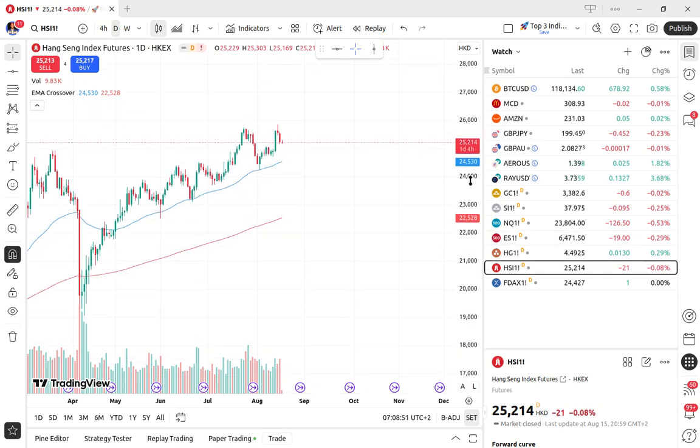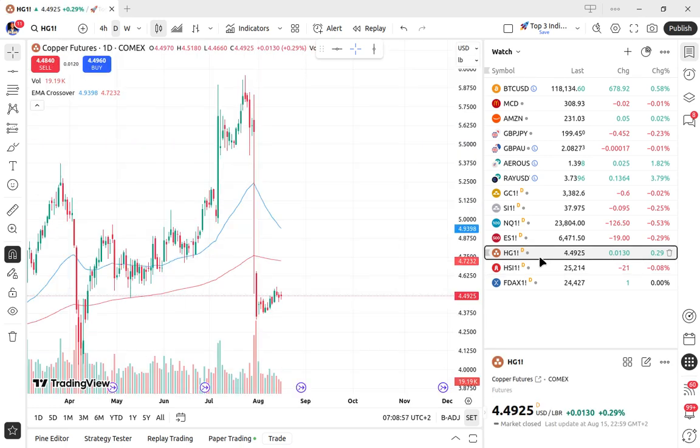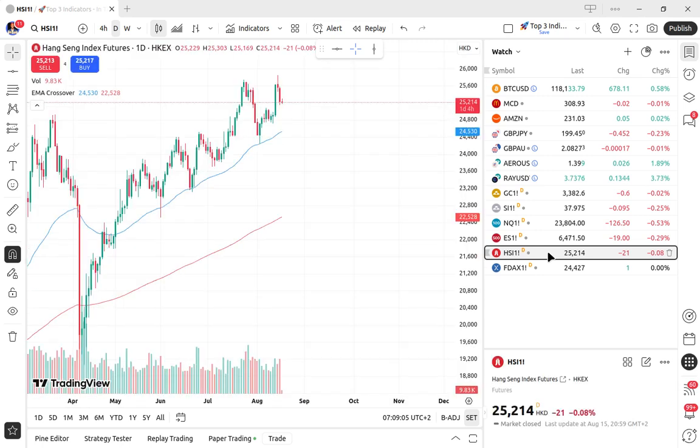Next is Hong Kong. So Hong Kong copper, I'd say no, it's not in a trend. So Hong Kong is the next one. You can see it's trending upwards.